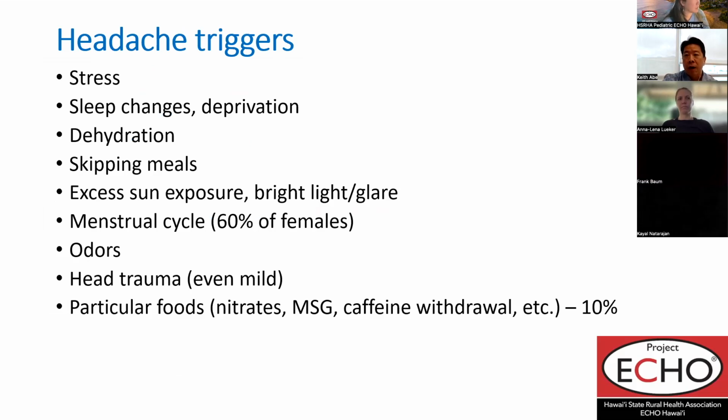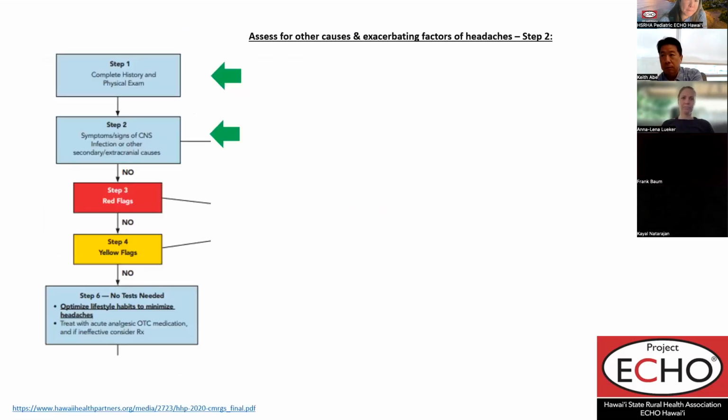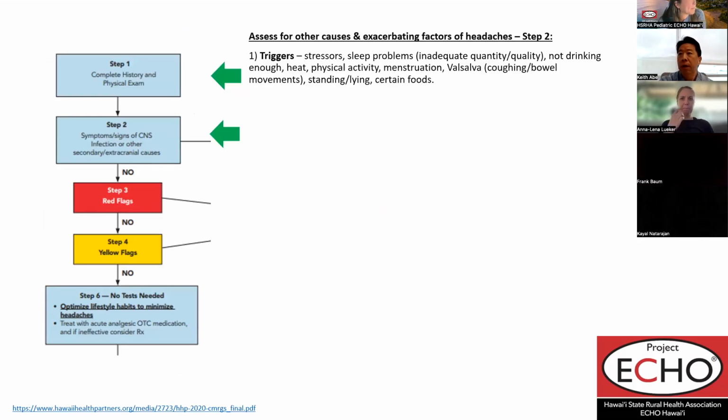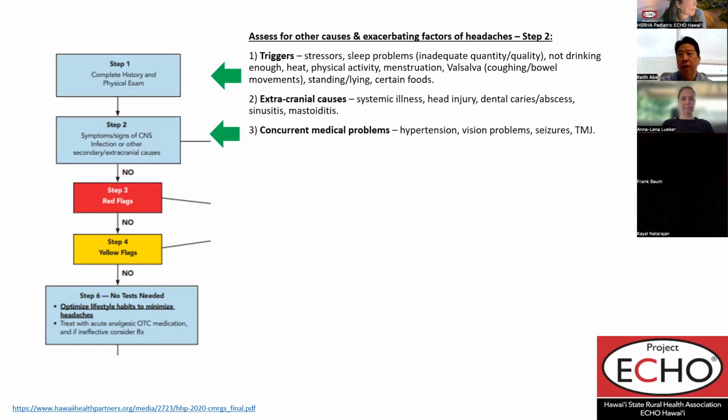And so a variety of triggers can also be identified over time, and sometimes that's helpful for patients to try and fish that out of their history, because prevention is much better than treatment. So again, optimizing lifestyle habits to minimize headache occurrence. And so again, just going through the steps, identifying triggers, seeing if there's any systemic causes for secondary headache causes that are readily treatable, other medical problems that contribute to head pain.